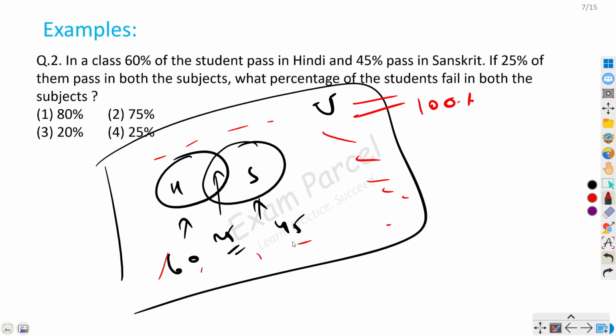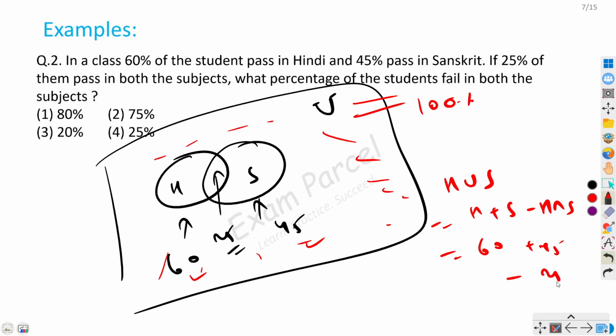This is 60, this is 45, this is 25. So what is H union S? That would be 60 plus 45 minus 25, because we use H plus S minus H intersection S. So 60 plus 45 minus 25, right?